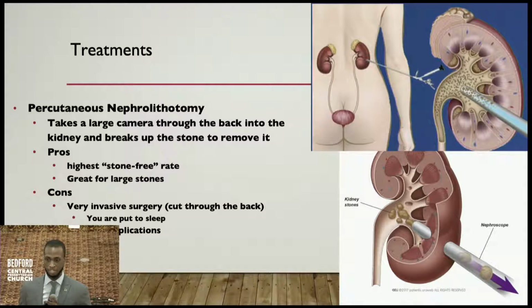And that's something that you would have to stay overnight in the hospital for. The complications involved with that surgery. But at that point, it usually is the only option. Does anybody have any questions about the treatments?